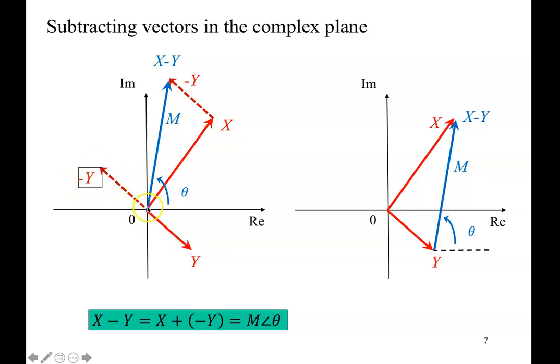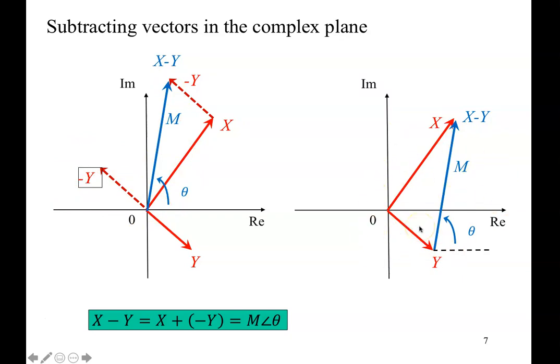So I'm using the previous method: add negative Y to X. This is X. I draw the negative Y from the end of X, in the opposite direction. Then I draw a line between the point of origin and the end of negative Y. That's my M. So that's the first approach: you have to find the negative Y first. Now my second approach is a bit easier.